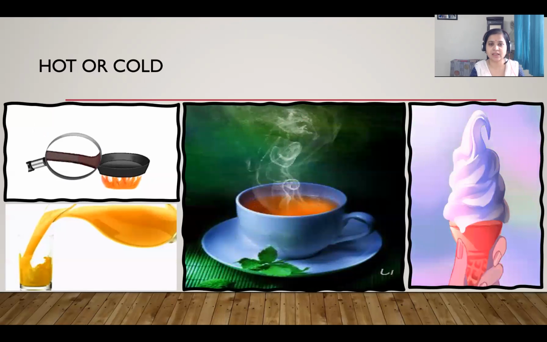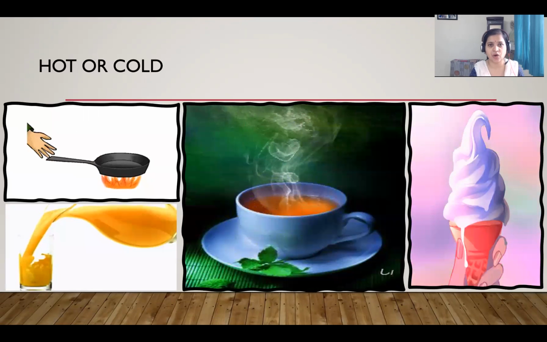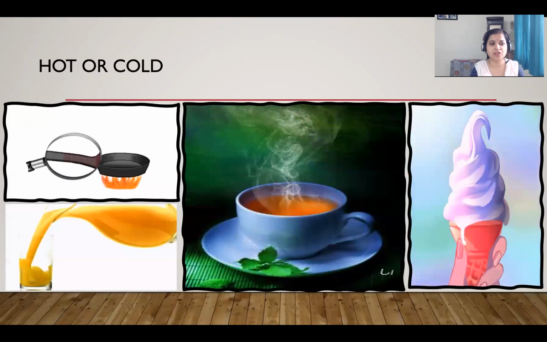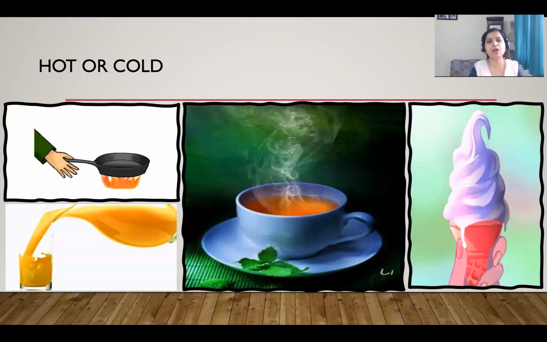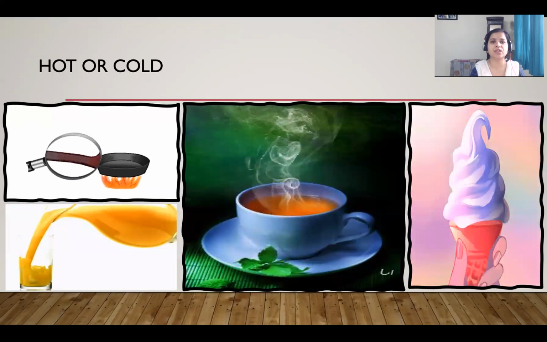Okay, so what about this cup of tea? You can say that this is very hot, steam is also coming. And what about the ice cream? The ice cream is cold. The pan is very hot and it is on the flame, and the juice is very cold. Yes. So how will you know which one is hot or which one is cold?